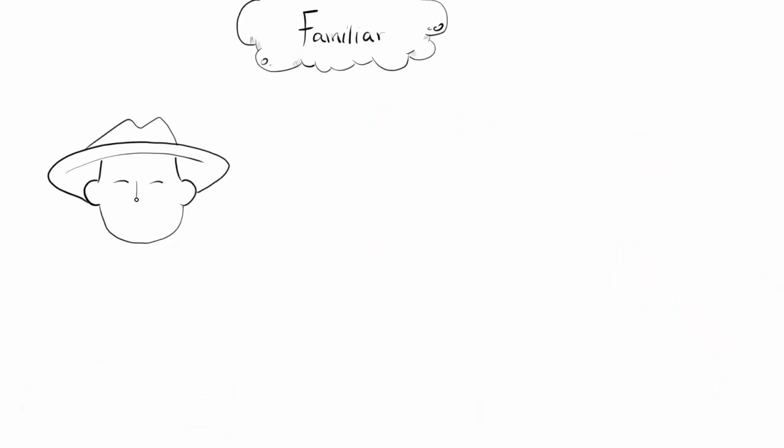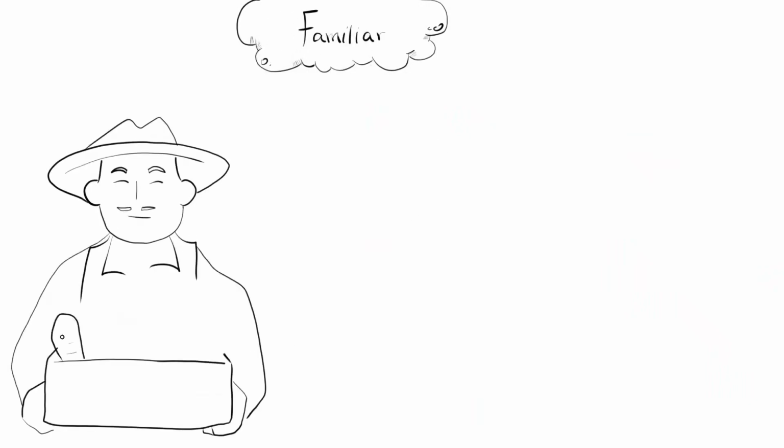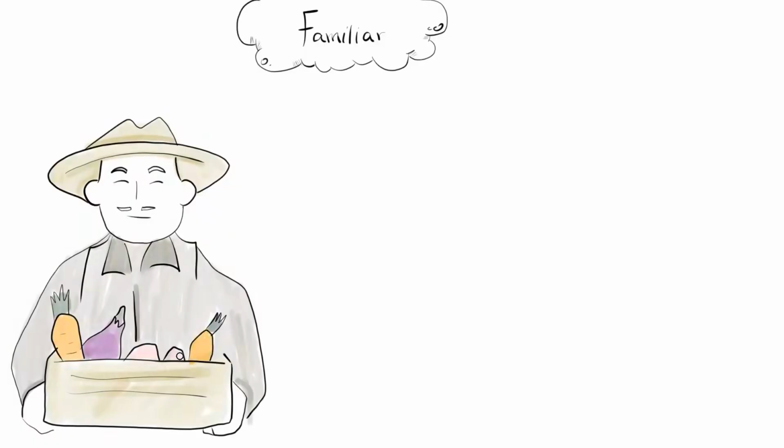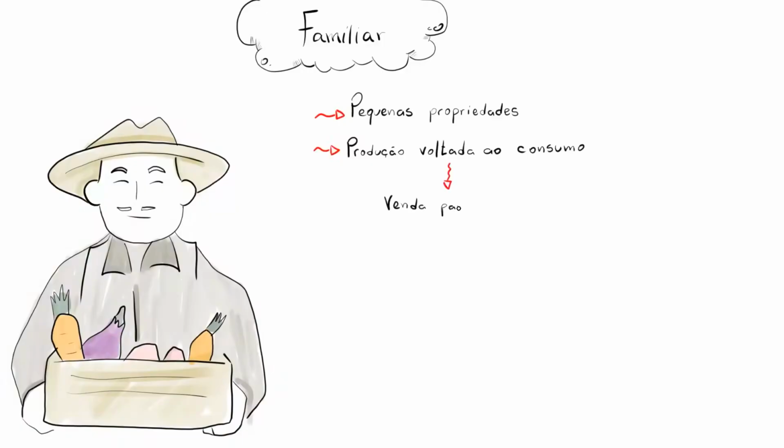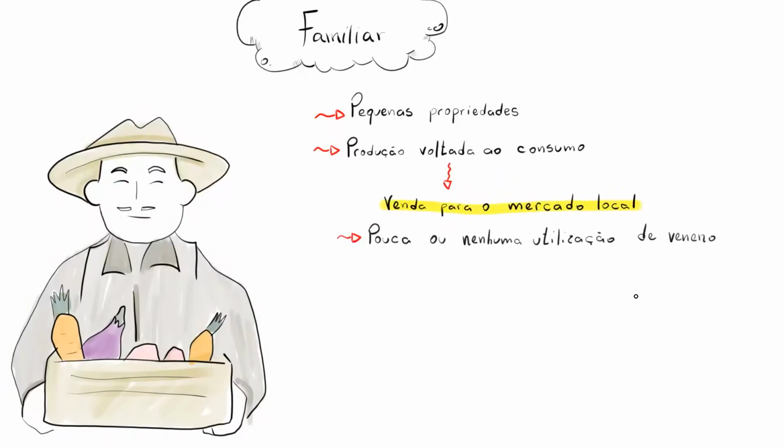All right, now let's talk about family farming, which is another very important type here in our country. And some of its main characteristics are, first of all, small properties. So they don't work on large estates. The second aspect is that production is mainly aimed at consumption. However, they also sell a lot of what they produce, right? Mainly to supply local markets. Besides that, in family farming, there is little or no use of pesticides, the well-known agrochemicals.